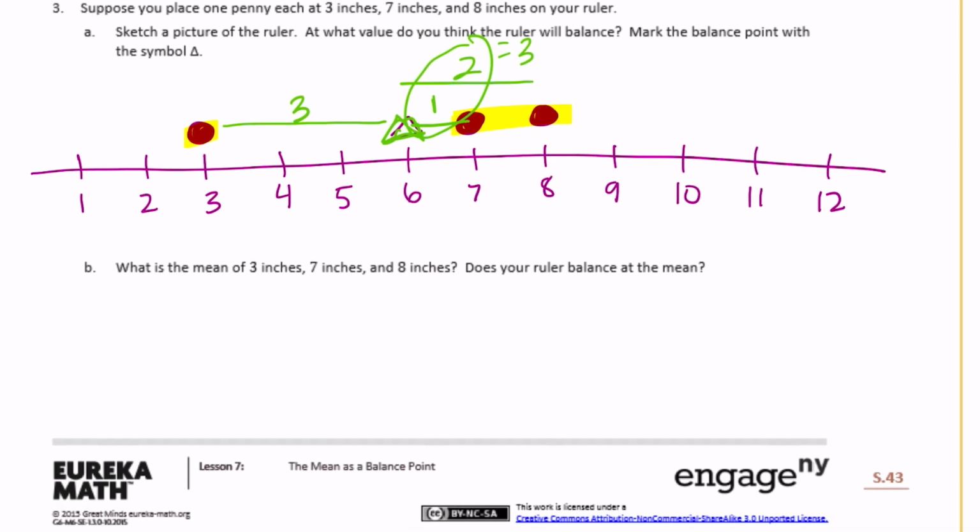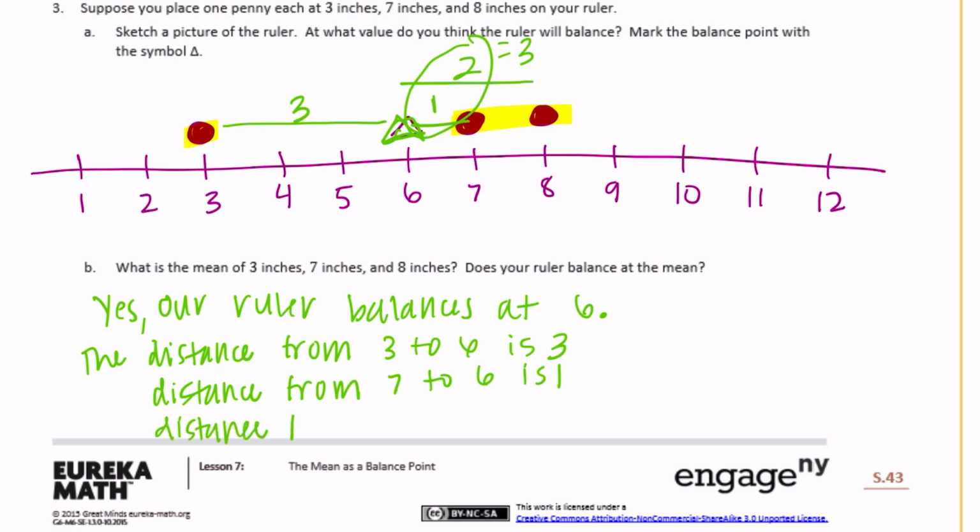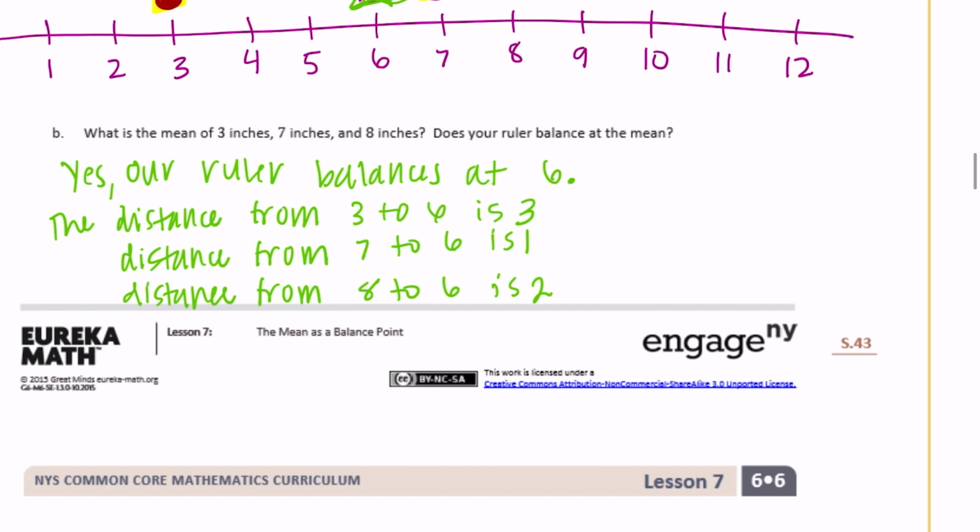So yes. Our ruler balances, let's say, at 6. The distance from 3 to 6 is 3, and then the distance from 7 to 6 is 1, and the distance from 8 to 6 is 2. So they balance because the 1 and the 2 add up to be the same distance as the 3.